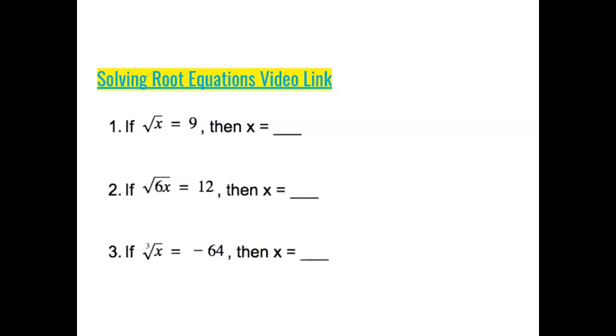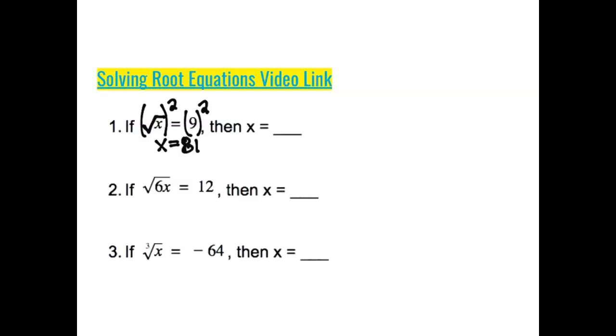So just looking at some very basic problems to start with, if I have the square root of x equals 9 and I want to find out what x equals, since the square root of x is by itself on one side of the equation, I need to undo that square root by squaring both sides of the equation. And that leaves me with x equals 81.